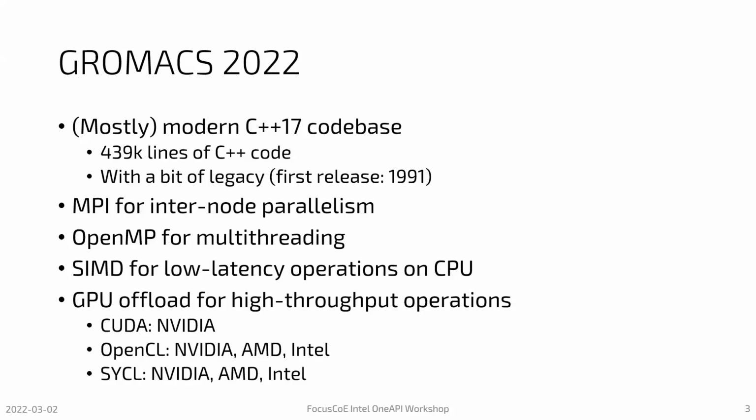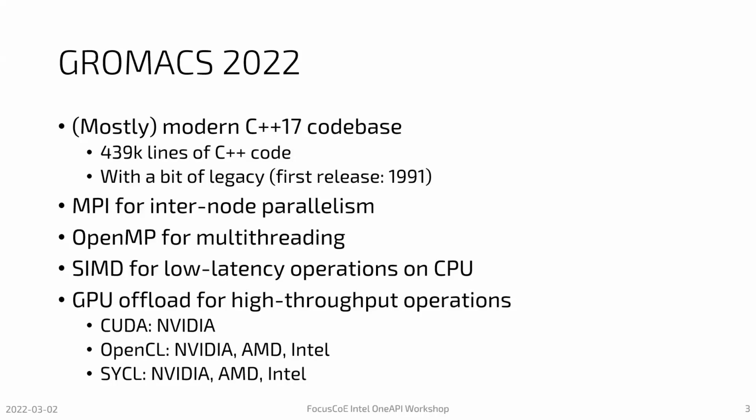We use MPI for parallelism between different nodes in the cluster. We use OpenMP for multi-threaded parallelism within a single node. For low latency operations on CPU, as I said, we have a SIMD backend tuned for different SIMD instruction sets on both x86 and SPARC and ARM.